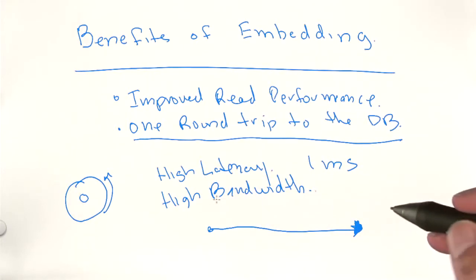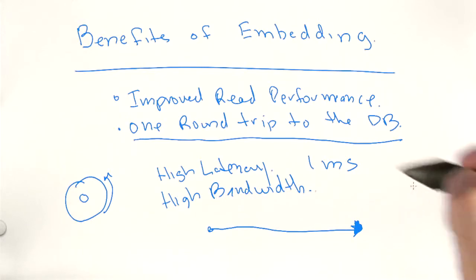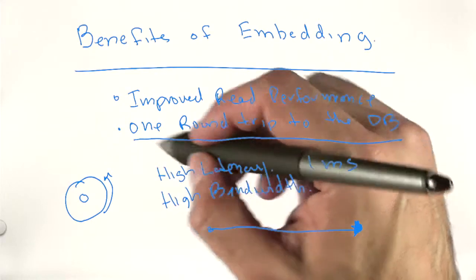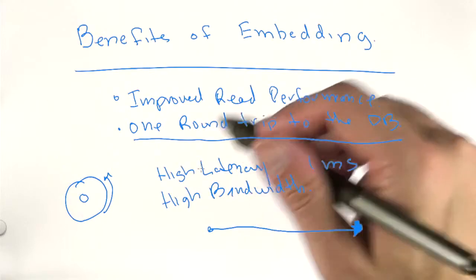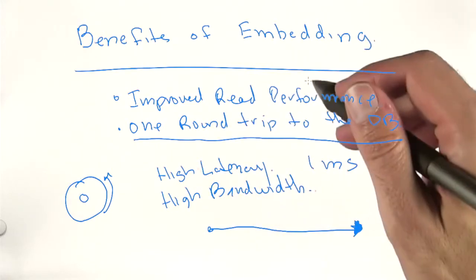In one trip, you can go to the database, you can write the data you need, which would normally potentially go into multiple different parts of the system and parts of the disk, write one location on the disk, and then get back out.